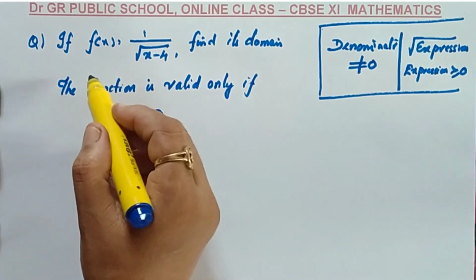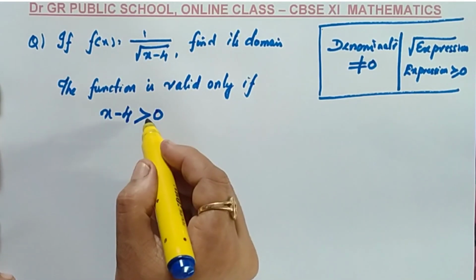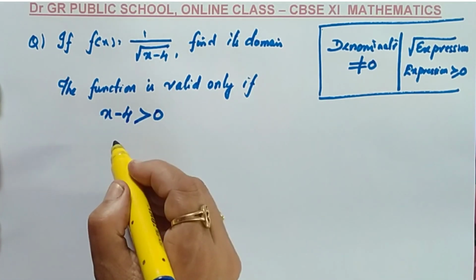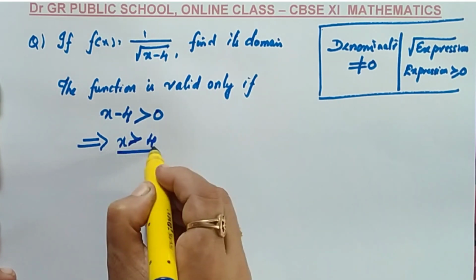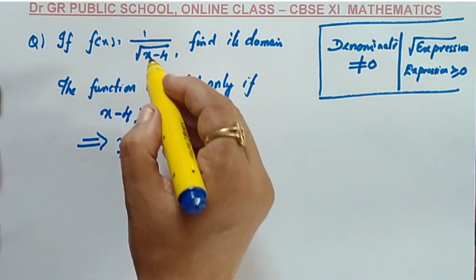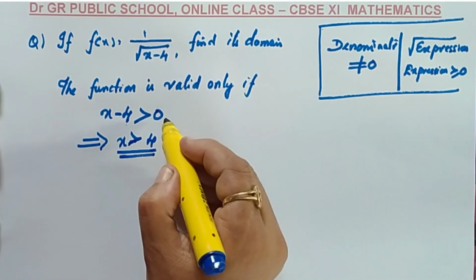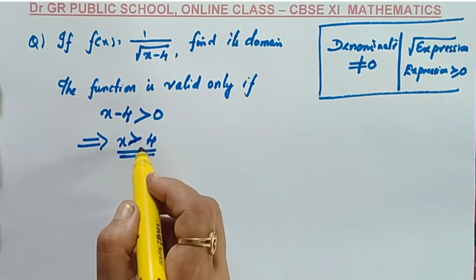So if the function has a square root expression in the denominator, you must take it as greater than 0, which implies x minus 4 greater than 0. The function is valid only if this x minus 4 is positive, which implies x should be greater than 4.